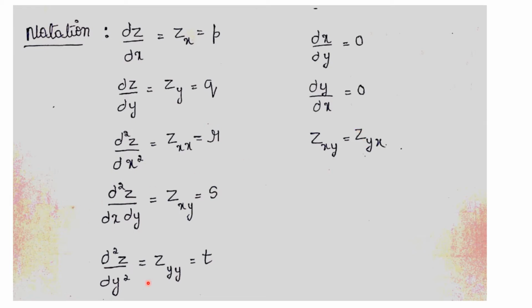Next, dou square z by dou y square, that is the double partial differentiation of dou z by dou y, is also equal to zyy, which is equal to t. And the partial differentiation of x with respect to y is a constant, so that will be equal to 0. Similarly, the partial differentiation of y with respect to x is also a constant, so that will be equal to 0. So these are the few notations that we apply when we solve a problem related to partial differential equations.